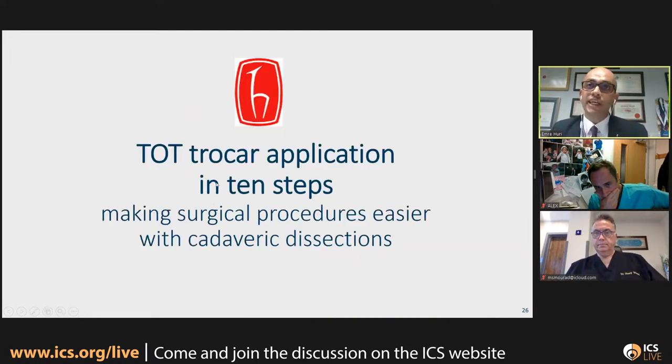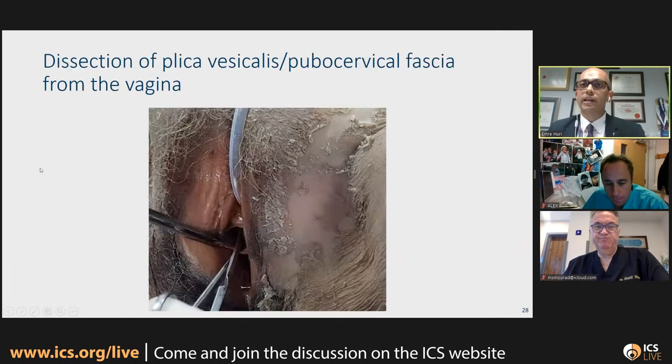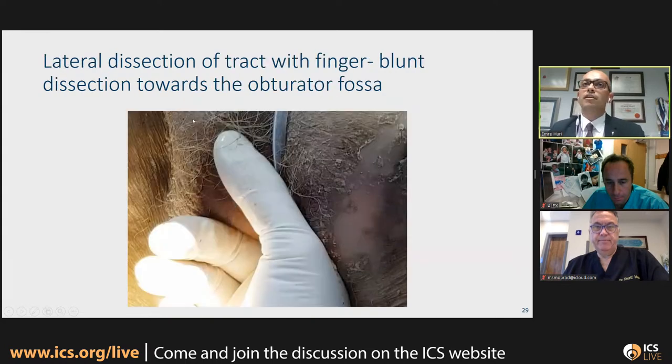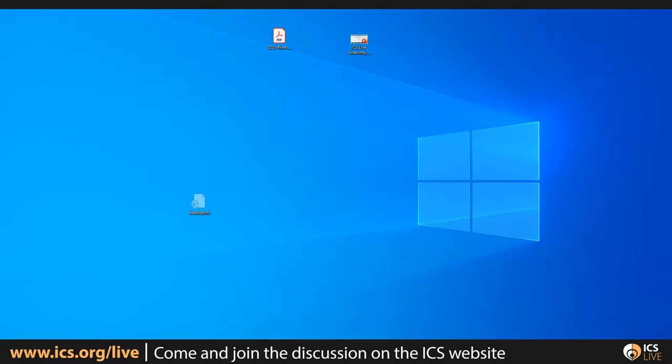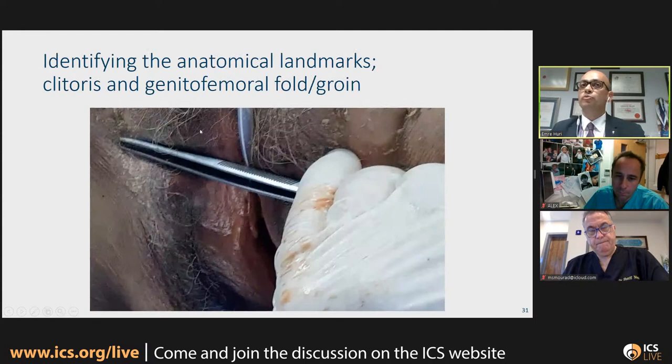We can start with the TOT trocar application because I know that Sherif will explain the live cases, especially for TOT procedures. I summarize it in 10 steps. This is the cadaveric experience of our group. First, the mid-urethral vaginal incision is made, and the dissection of the pubocervical fascia, and blunt dissection with the index finger to prepare the paravaginal space in the fresh frozen cadaver towards the obturator fossa, and determination of the puncture point at the groin level, reflecting the obturator fossa.